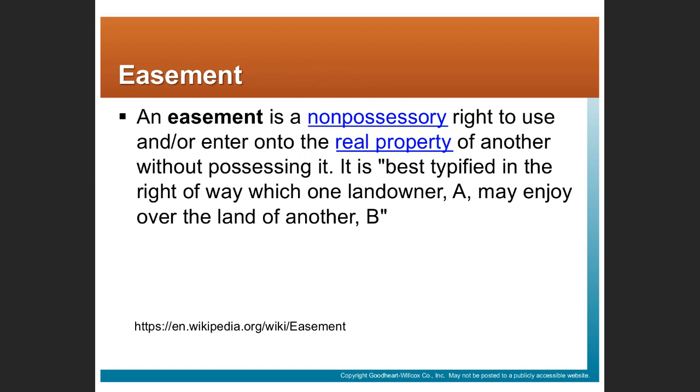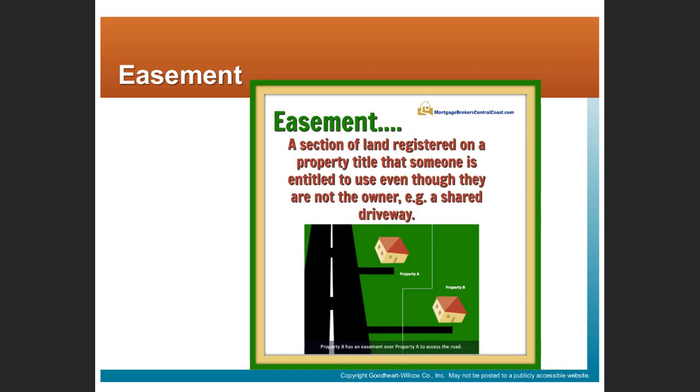Right, so if someone else, a non-possessory, so I took this from Wikipedia, so somebody who doesn't own your property has the right to use or enter onto your property, onto the real property of another person without possessing it, right? So one landowner may have rights over a piece of your property. The next slide explains that a little bit better, right?